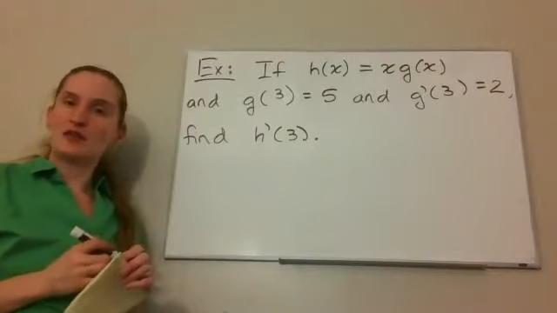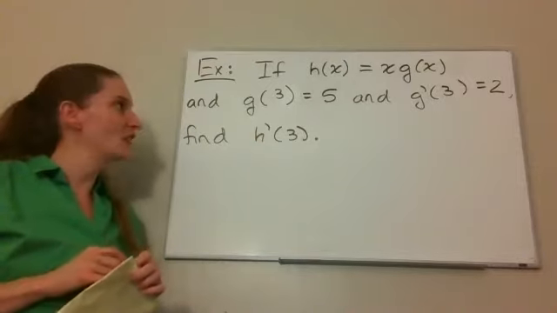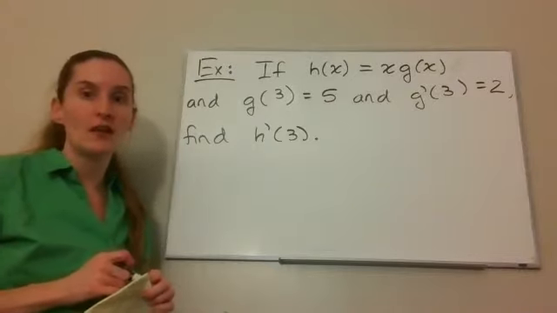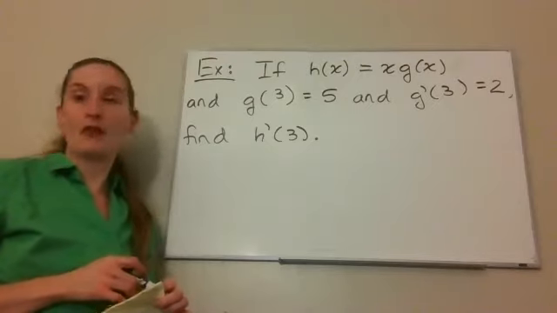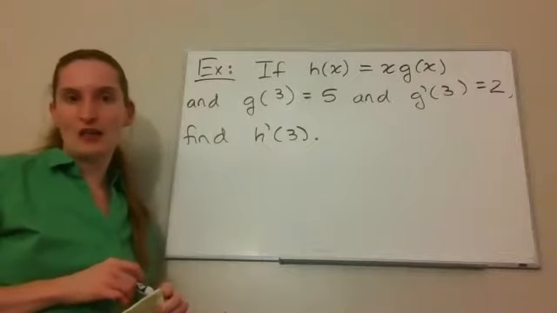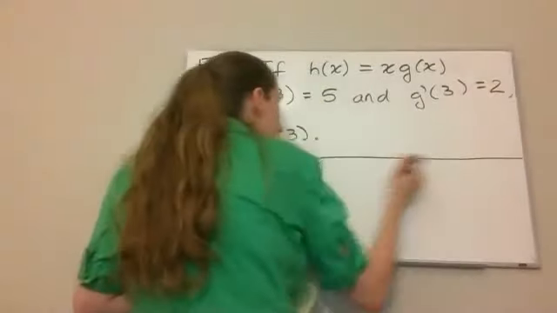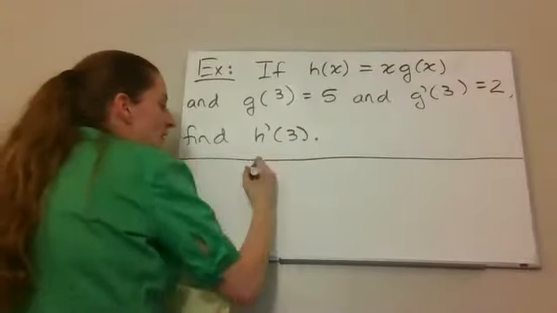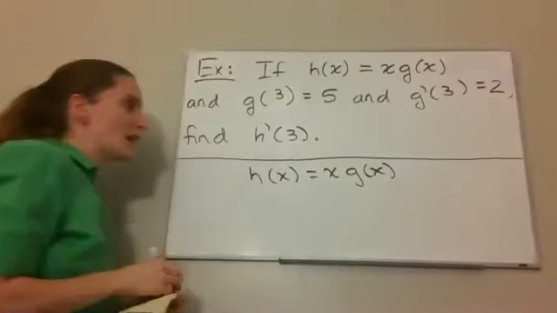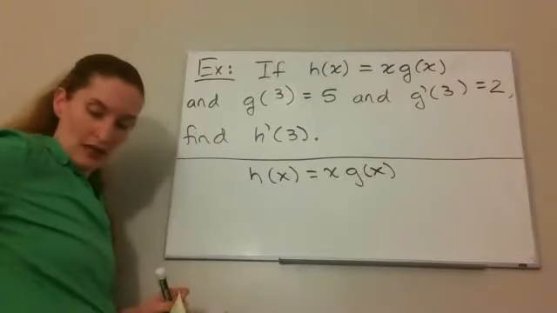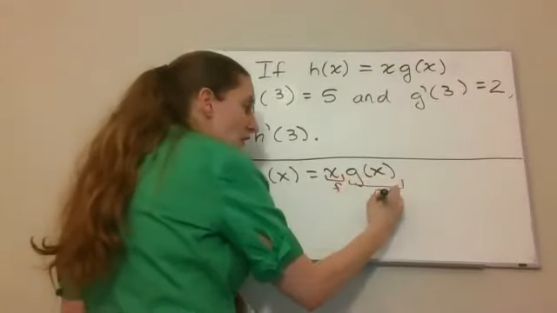So we need to find the derivative of this function h, even though we really don't know much about h at all. H is equal to x times some function g, and we don't know what g is. All we know is that g evaluated at 3 is 5, and the derivative of g evaluated at 3 is 2. So we are going to be able to do this problem still. You just have to not be scared by it. So h of x is x times g of x. I am multiplying there, so it's going to be a product rule. And in my product rule, the x is going to be my f, and g is, well, it's going to be g.